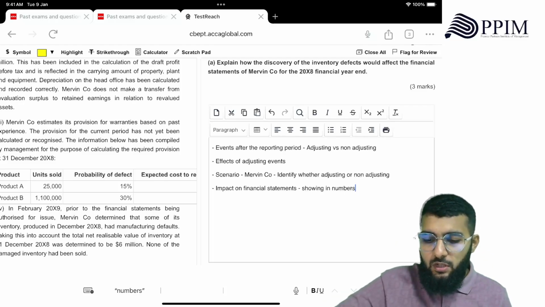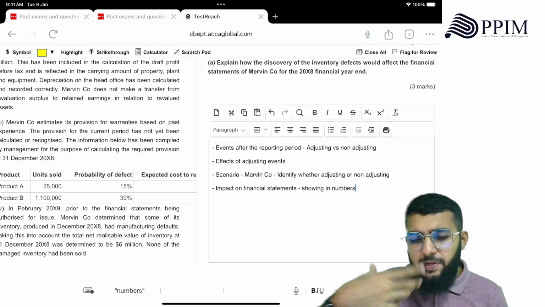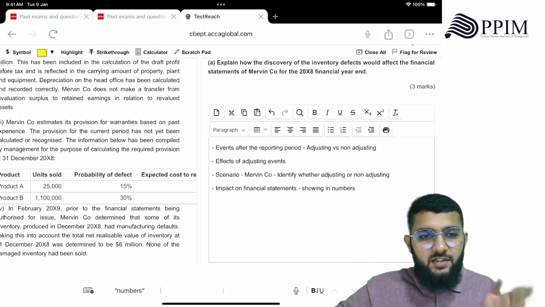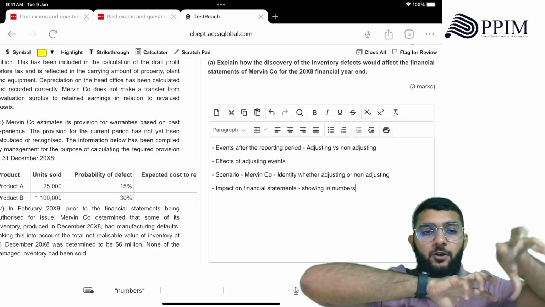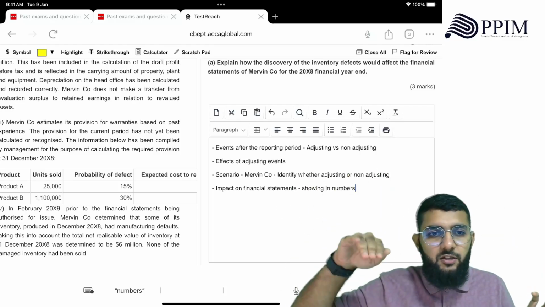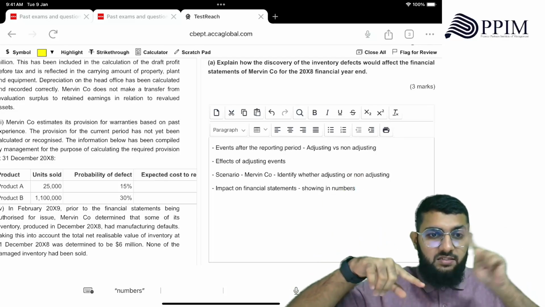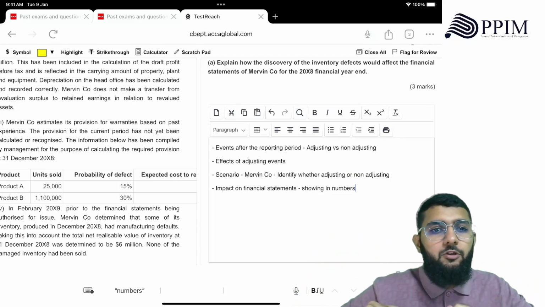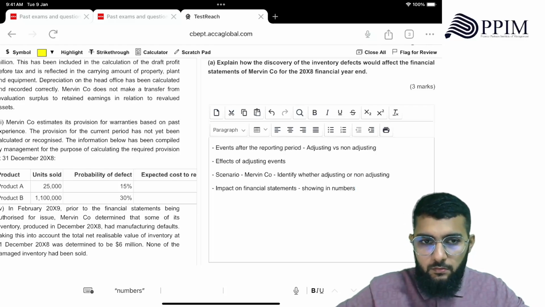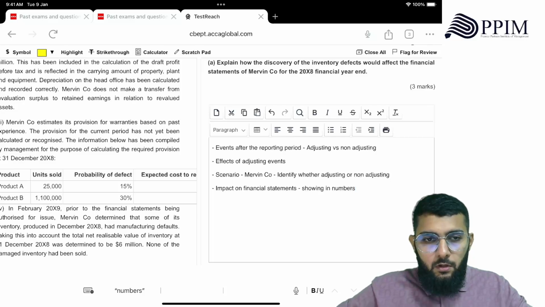Closing inventory. So what happens here? They are asking to explain how the discovery is going to work. So show this in numbers, and the impact on financial statements. There you'll show how the statement of profit or loss is affected, and how the statement of financial position is affected. You bring the closing inventory value down to 6,000, and in the statement of profit or loss, you will be writing it down as an expense. Right. So you spoke about all of this. That should be the structure.